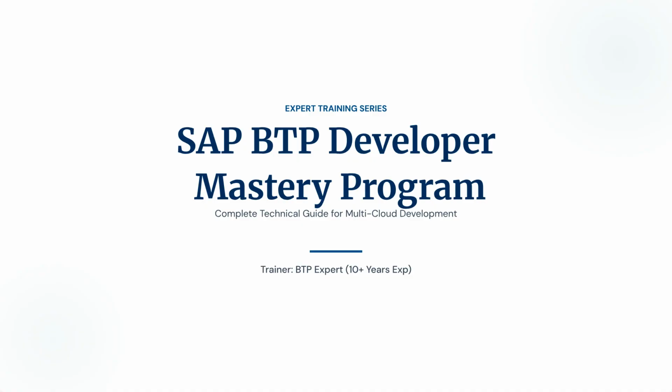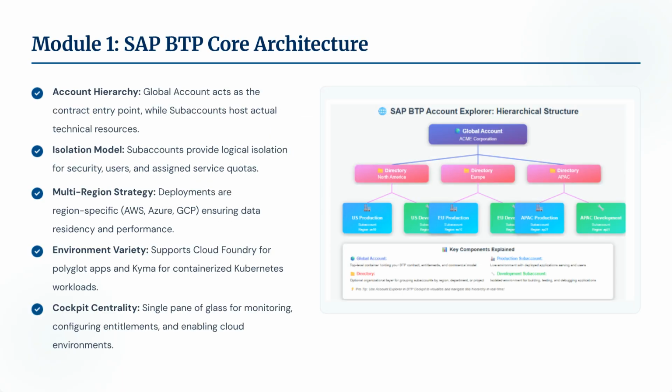This video series serves as a complete technical guide for multi-cloud development, presented by a BTP expert with over a decade of experience. In our first module, we cover the core architecture of SAP BTP. We explore account hierarchies, the isolation model for security, multi-region strategies, environmental support for Cloud Foundry and Kyma, and the central role of the BTP cockpit.